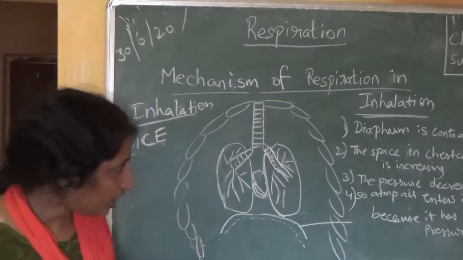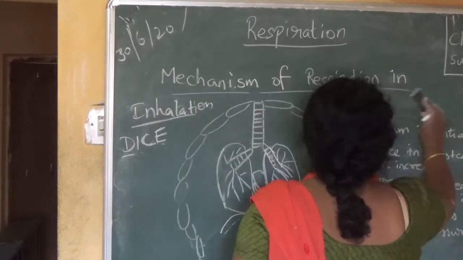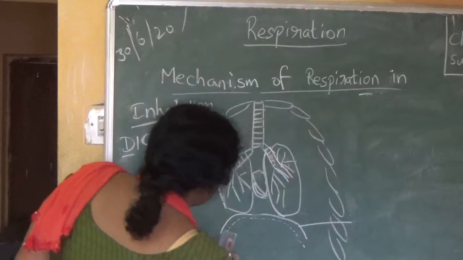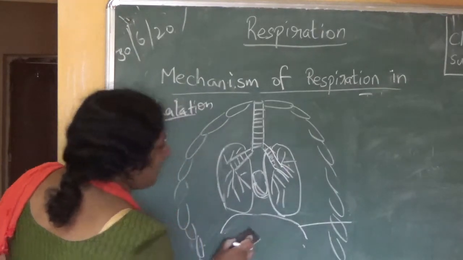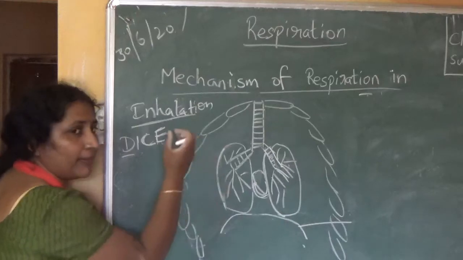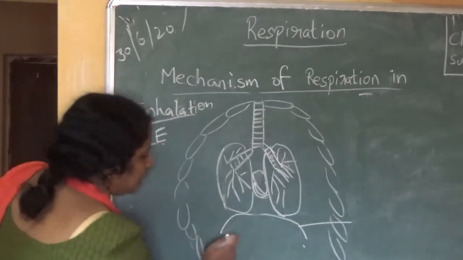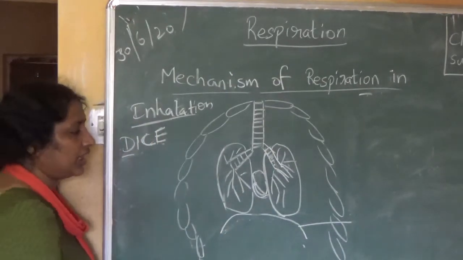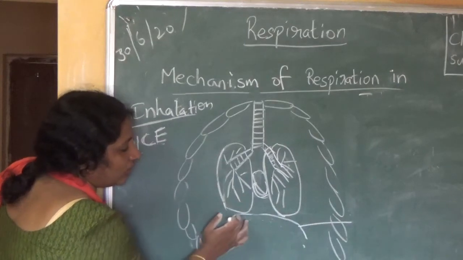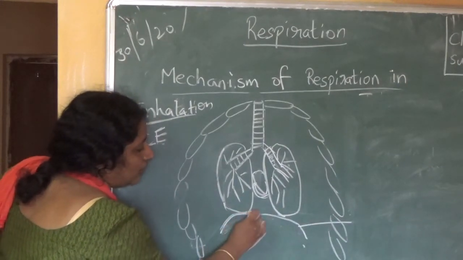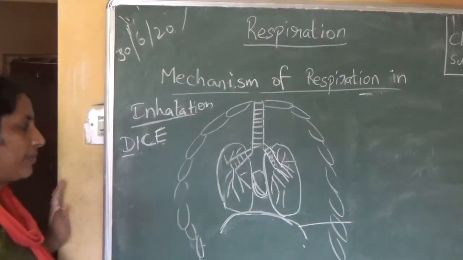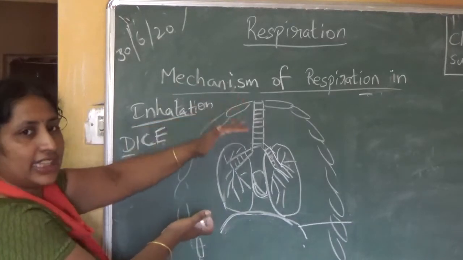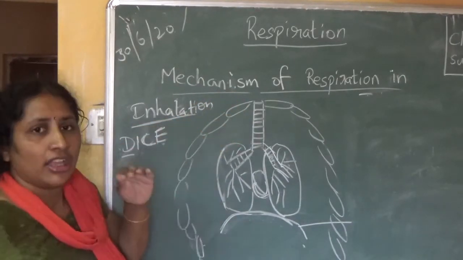And what happens during exhalation? So what happens during exhalation is this diaphragm relaxes. It was in the contracted stage during inhalation. Then it relaxes. It goes to its normal place. Okay, diaphragm. So what happens? The chest cavity decreases. The space in the chest cavity decreases.